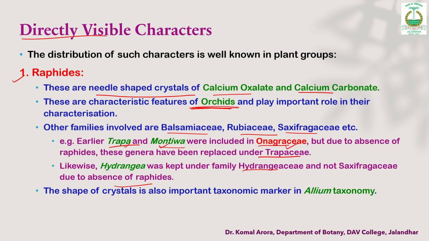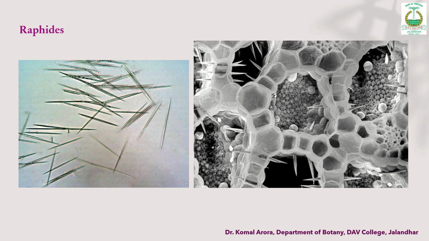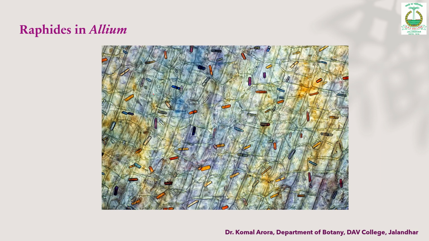The shape of crystals is highly important as a taxonomic marker because it may vary, and it has been used in Allium taxonomy where we have found the rectangular shaped raphides are not needle shaped. So here you can see the pictures. These are the raphides which are generally found. You will observe these in the members of the aquatic hydrophytes as well. And second, you can see these are needle shaped. And the next one in Allium, the shape is totally different. They are rectangular. So they have played a very important role in the taxonomy of Allium plants.